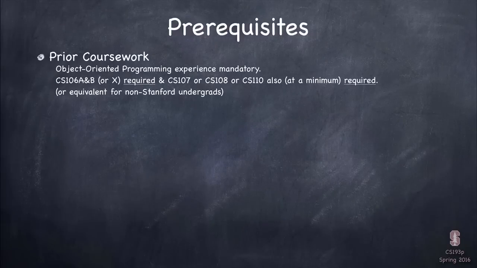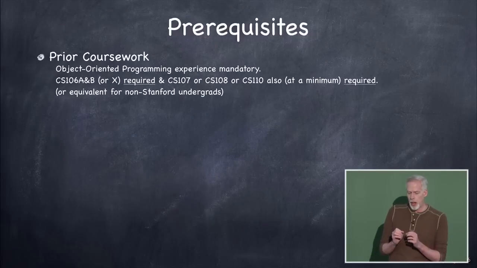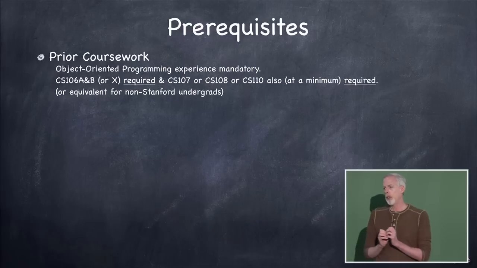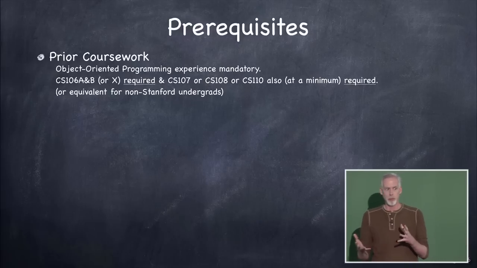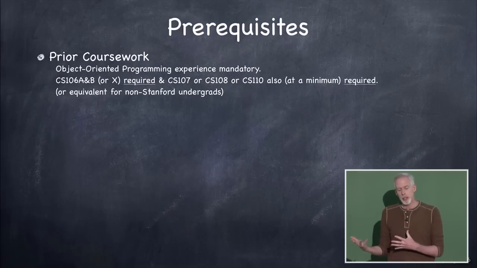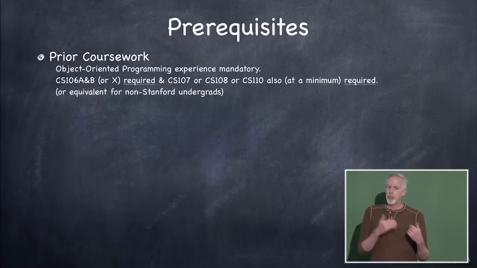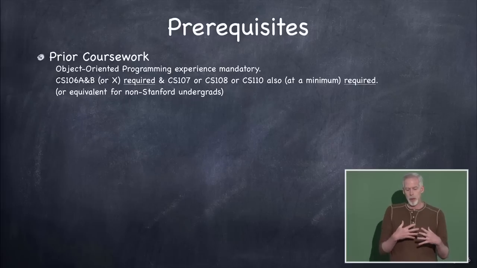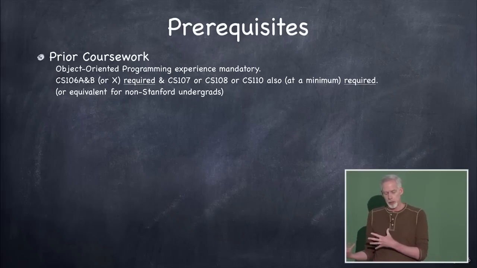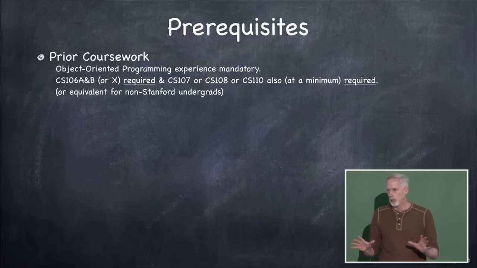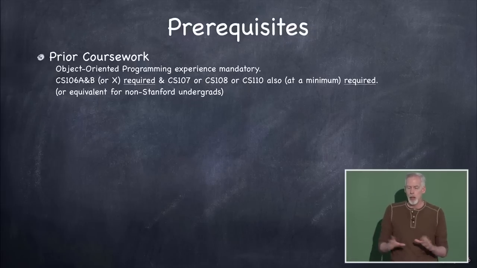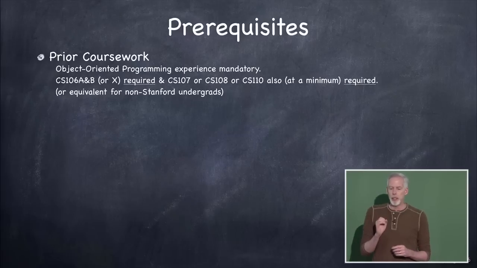The prerequisites are really important in this class. The main one is object-oriented programming. I really don't have time in 10 weeks to take the time to teach you object-oriented programming first, so you really need to know that coming in. So in terms of Stanford's prerequisites, that means CS106A and B or CS106X. That's absolutely required. Okay, so you get some Java experience in there, a little bit of object-oriented.